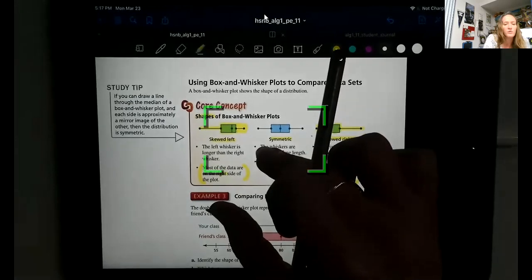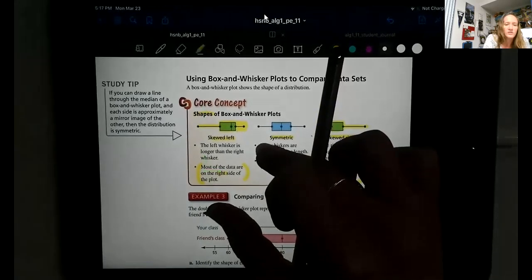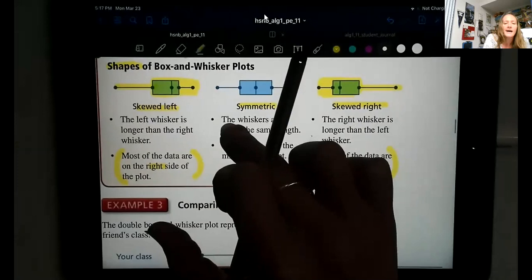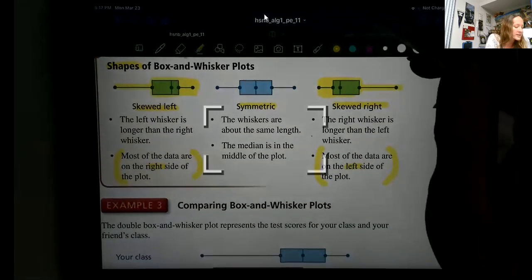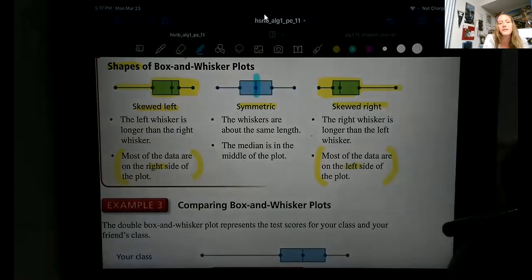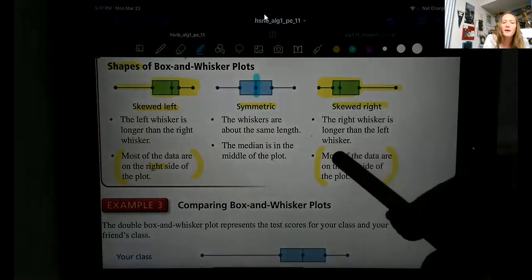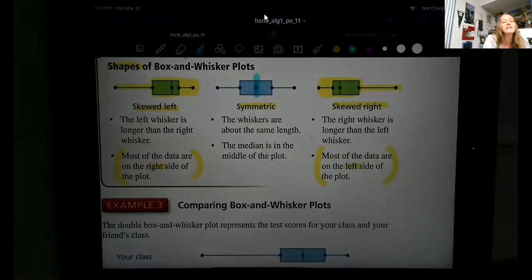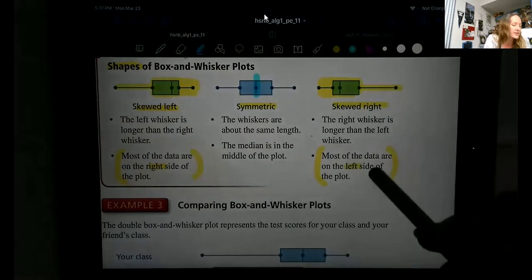Remember, if you've ever used your book to study, they give these really cool study tips over here to the right. But symmetric, one way of thinking about it is yesterday we were using blue a lot for the median, right? The median, the middle. If that median is in the middle of the plot, that's one key indicator that it's symmetric.